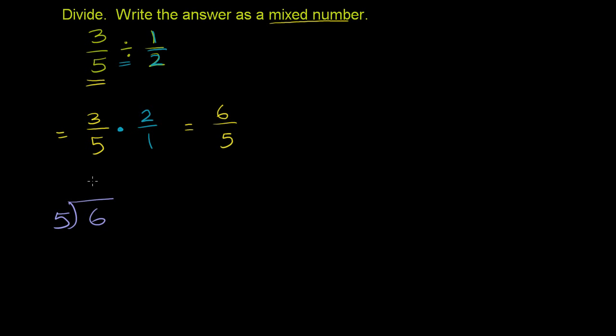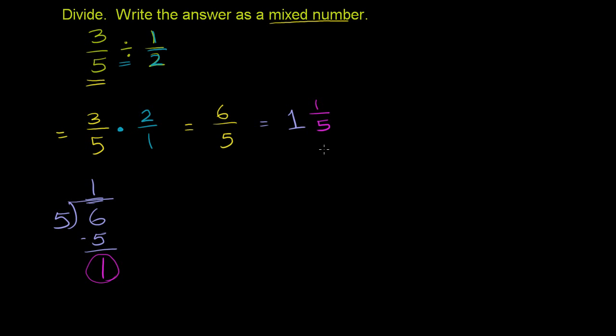So what we'll do is take 5 into 6. 5 goes into 6 one time. 1 times 5 is 5. Subtract. You have a remainder of 1. So 6 over 5 is equal to 1 whole, or 5/5, and 1 over 5. And 1 and 1/5. This 1 comes from whatever is left over. And now we're done. 3/5 divided by 1/2 is 1 and 1/5.